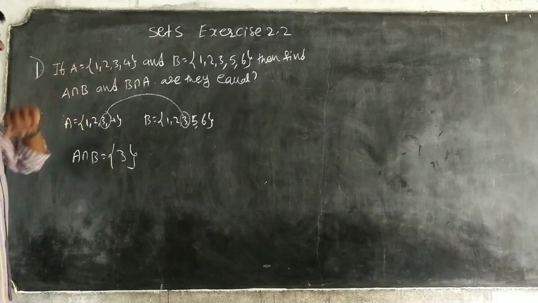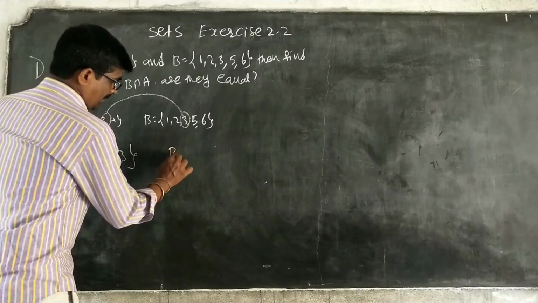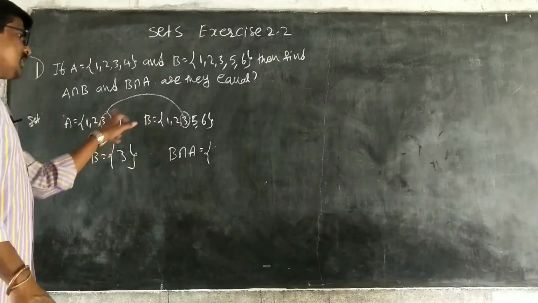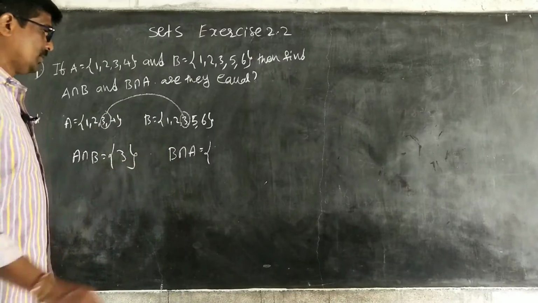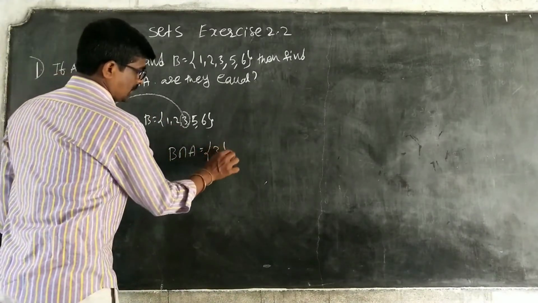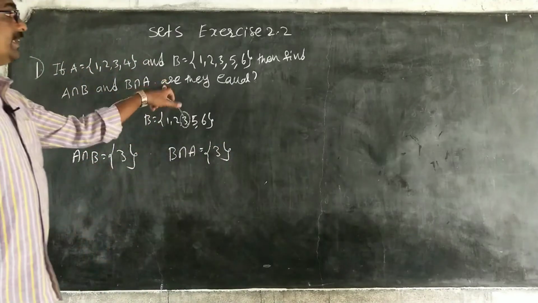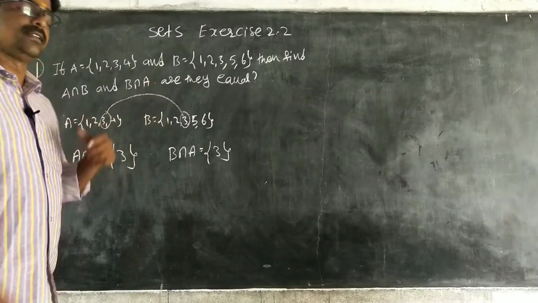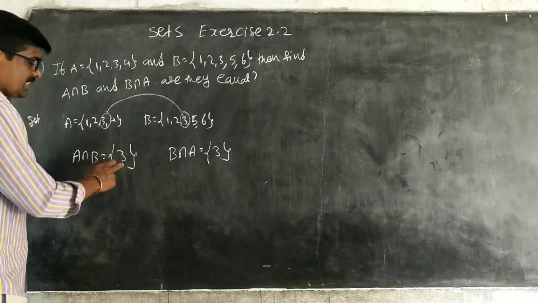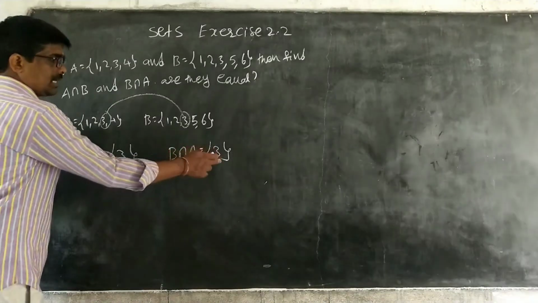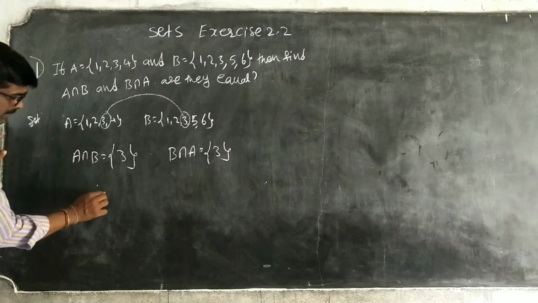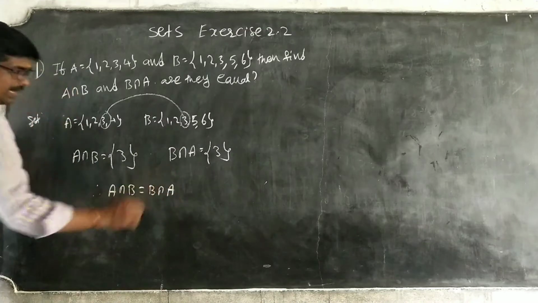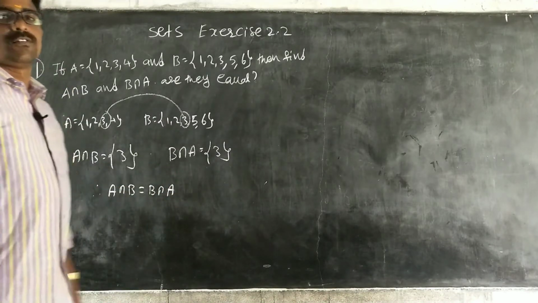Next, we have to find B intersection A. It is the same as before: the elements which are common in both. B intersection A is equal to {3}. What is being asked is whether they are equal or not. Yes. A intersection B is equal to {3}, and B intersection A is also {3}. Therefore, A intersection B is equal to B intersection A. This is for the first problem.